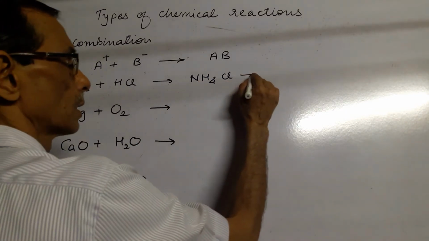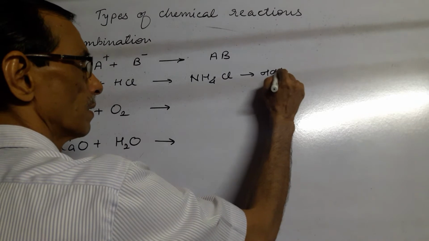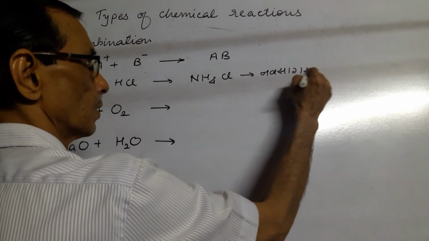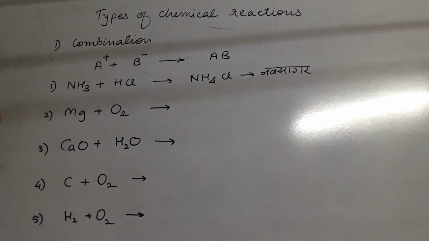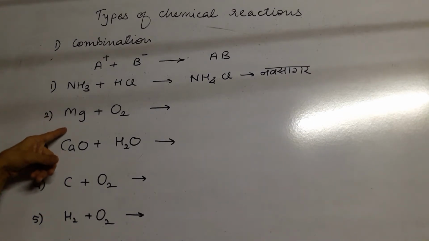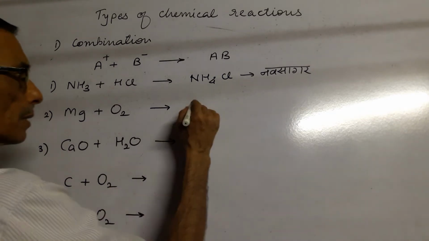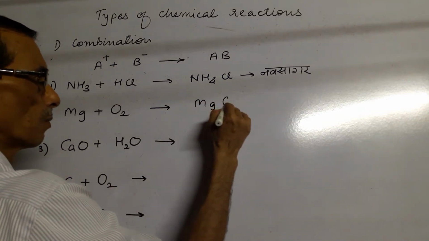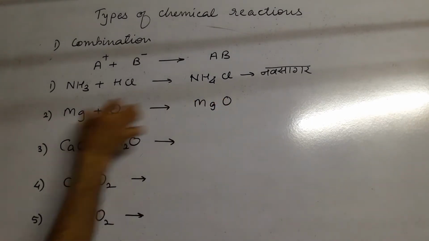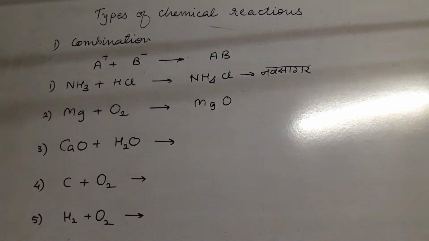In Marathi we call it Navsagar. You must have heard this name. So this is ammonium chloride. Similarly, if you take a magnesium wire and burn it in air, you get magnesium oxide. Magnesium oxide is one compound. See, from these two you get one compound.